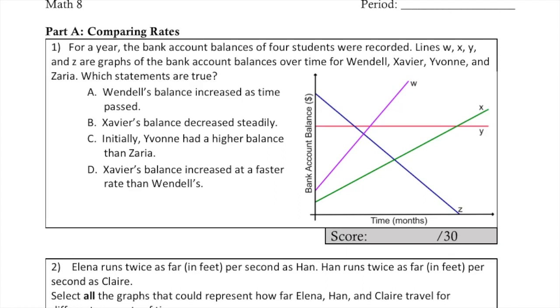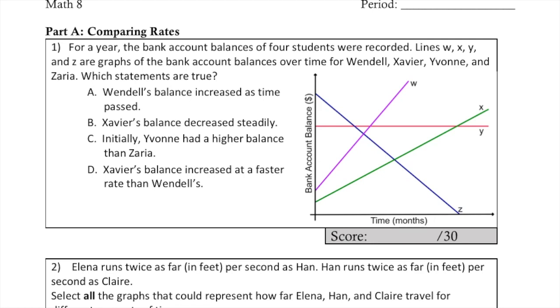So for the practice test part A, question 1, it says for a year, the bank account balances of 4 students were recorded. And we have 4 different lines, W, X, Y, and Z, which are graphs of the bank account balances. So the balance is like how much money you have in your account, okay? So they've recorded the balances, or how much money they have in the account, over time for our 4 different people, okay?